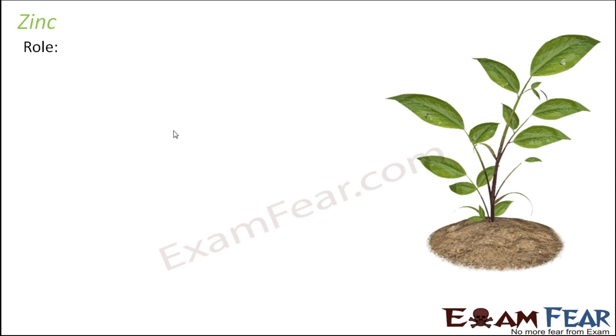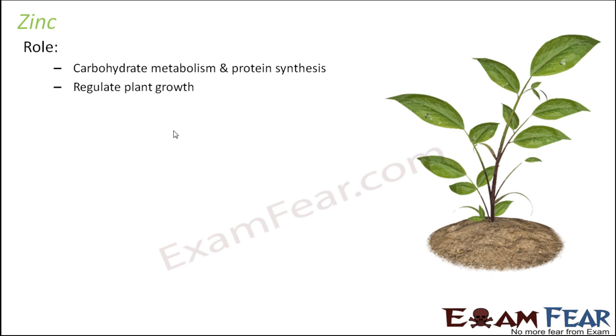Zinc. Again, it is a micronutrient needed in very small amounts, not too much at all. It helps in carbohydrate metabolism and protein synthesis. It also helps in the synthesis of auxin, which are growth regulators. That is how they regulate the plant growth, because they synthesize auxins.